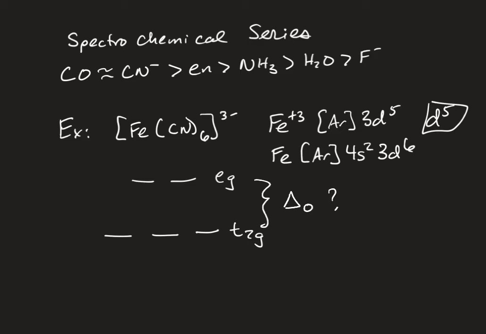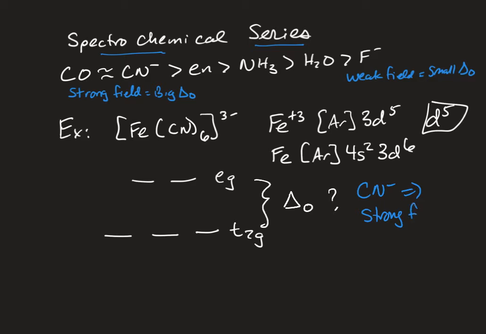So this is where the Spectrochemical Series comes in, and I'm just going to change the color of my pen here to blue. The Spectrochemical Series, I've written it up here at the top. It's an abbreviated version of the one I usually write in class. On this side, I have what we call the strong field ligands, and these have a big delta O, and down here are the weak field ligands, which have a small delta O. So I have to say what kind of ligand I have, and I happen to have cyanide, CN-, and that is a strong field ligand.